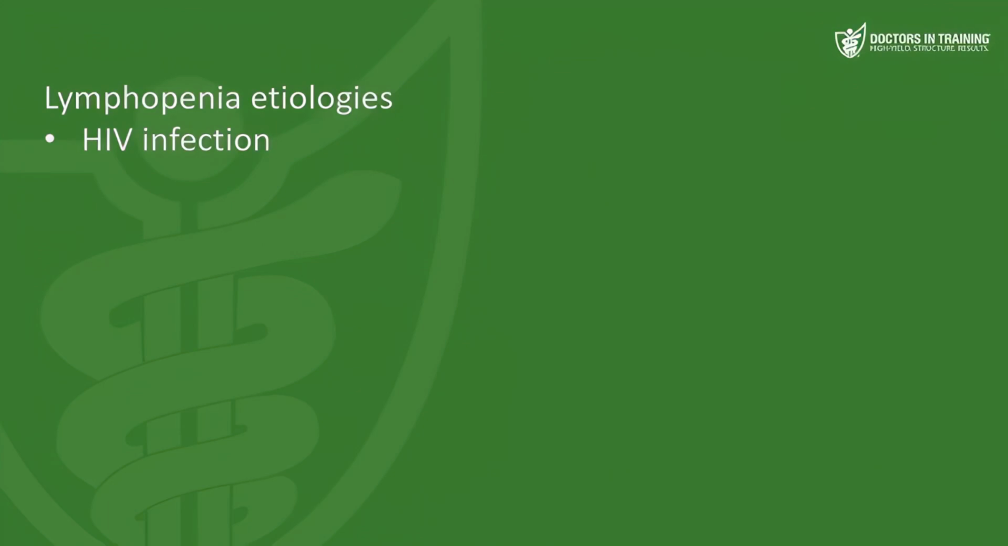Remember, HIV causes a decline in CD4 positive lymphocytes. And if that CD4 count's below 200, we call that AIDS. Now, certain congenital immunodeficiency syndromes are also associated with lymphopenia, including SCID, severe combined immunodeficiency, and also DiGeorge syndrome. We're going to cover immunodeficiency syndromes in a separate video.